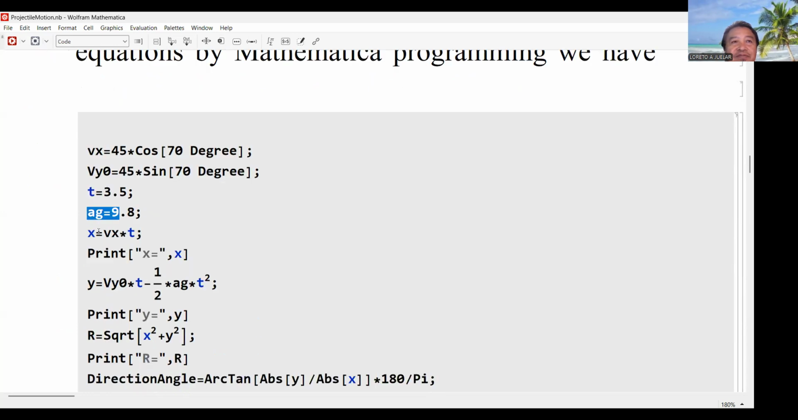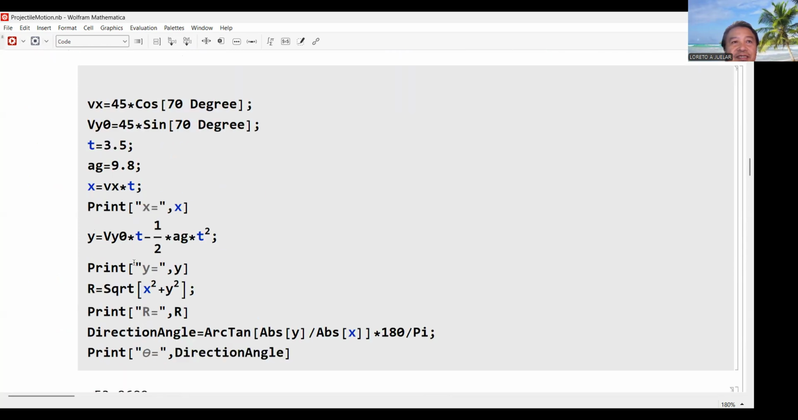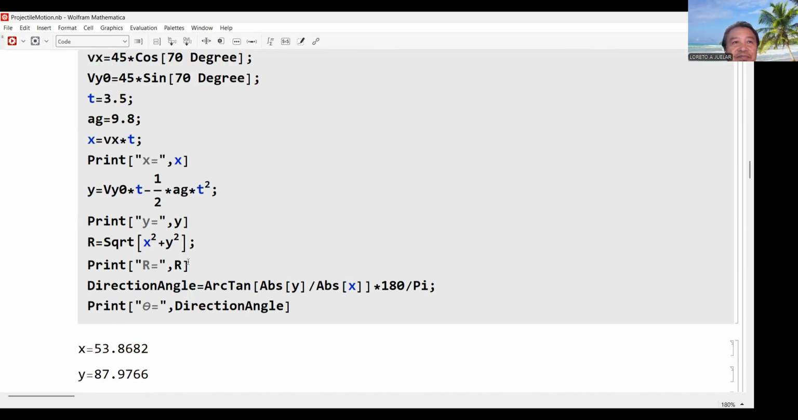And we have the x displacement, the x component of velocity times the time. So we have to use the print command, and here is this formula. The formula to be used is the y component of the initial velocity multiplied by time, minus one half g t squared. So we have the acceleration due to gravity, and we have to find the value of y. By using the print command, we have the square root of x squared plus y squared.